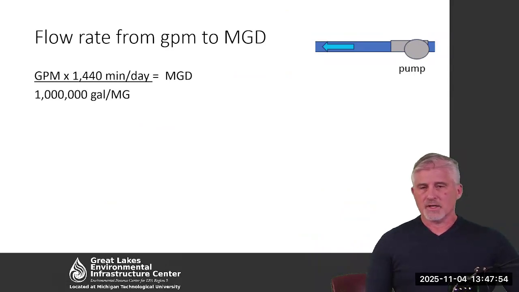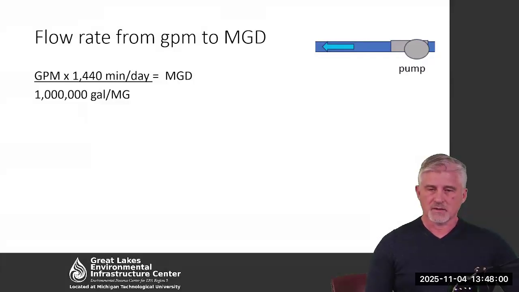Now, at times we're going to need to adjust our flow rate from gallons per minute to million gallons per day. And so here's the factor that we have to do that. We take our gallons per minute, we multiply it by the number of minutes in a day we just calculated, and we divide that by 1,000,000 gallons over this million gallon symbol.